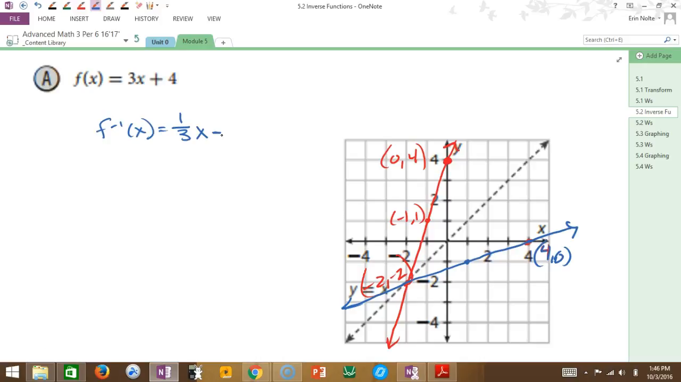Negative 2? I don't think it would be negative 2 because this is negative 2. It's got to be above that. So it's somewhere between negative 1 and negative 2. Negative 4/3? Is that just an educated guess? No. How'd you get it?